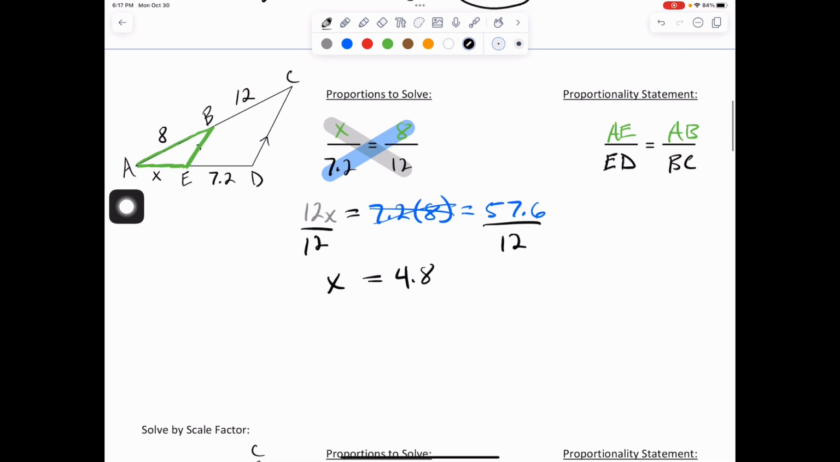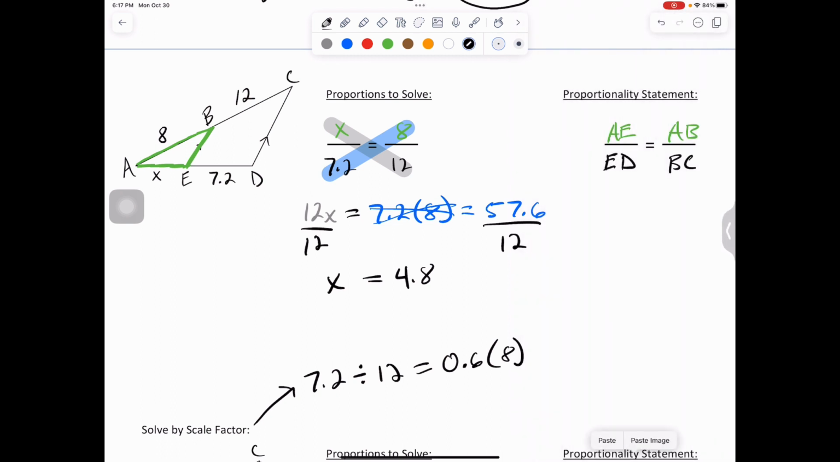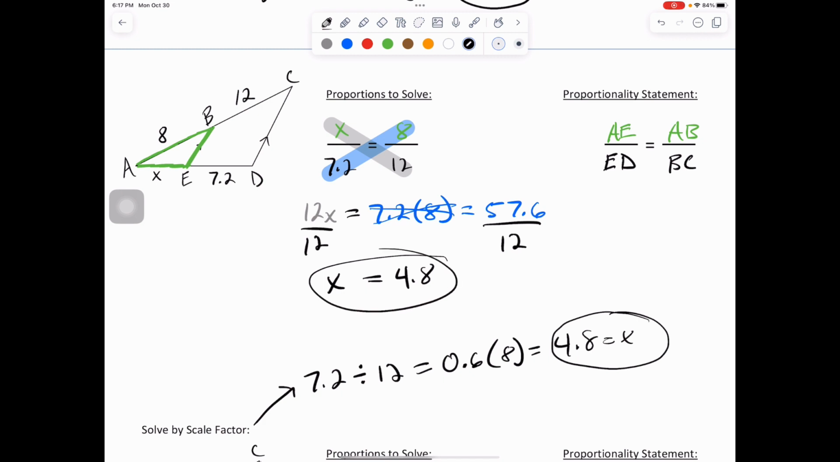So let's just write it out. Let me connect this so we can put it all in frame. 7.2, we'll divide that by our 12, which equals 0.6. If we multiply that to the 8, we still get 4.8, which is equal to x. So both of those methods work.